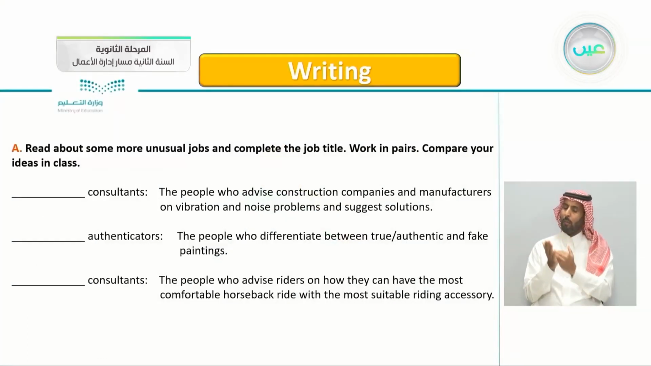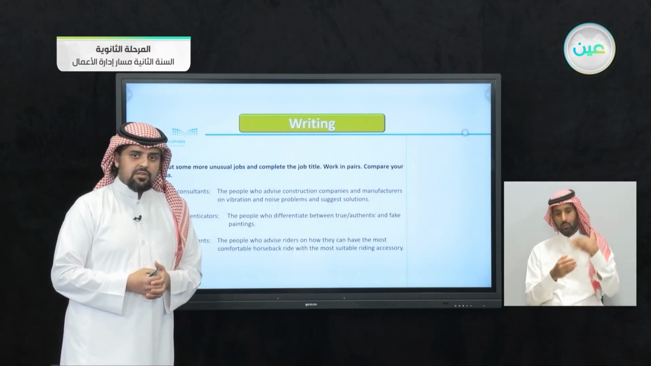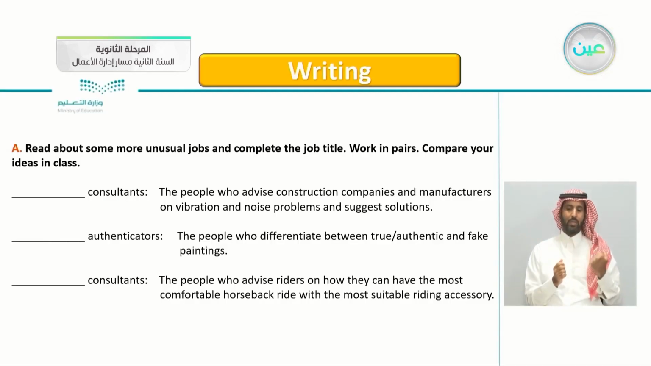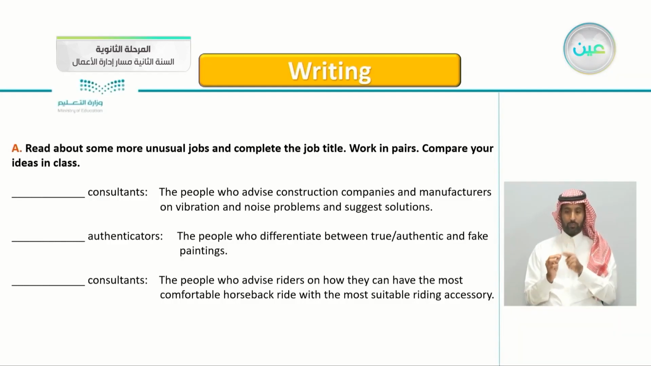So in exercise A here, it says read about some more unusual jobs and complete the job title. So we'll be reading some of the definition of the entailment of some unusual jobs, and then we'll be trying to come up with a title for the job. Work in pairs, compare your ideas in class. So the first one, the second part of the title is consultants. To consult someone is to ask them for advice. So he's a consultant. But a consultant for what?